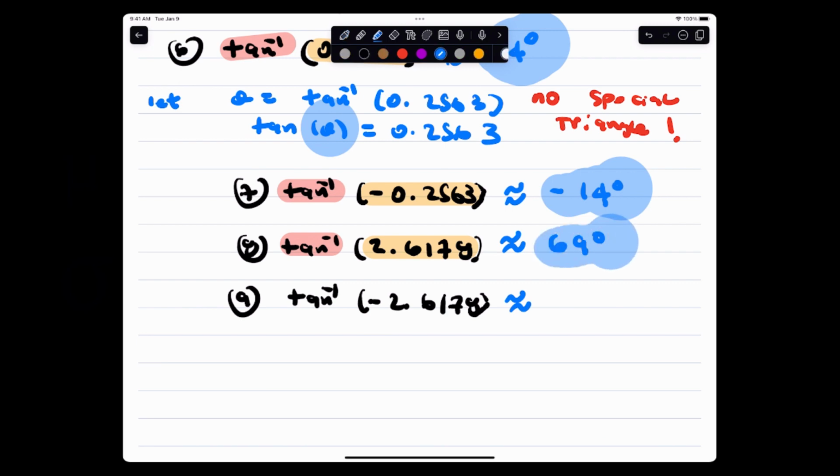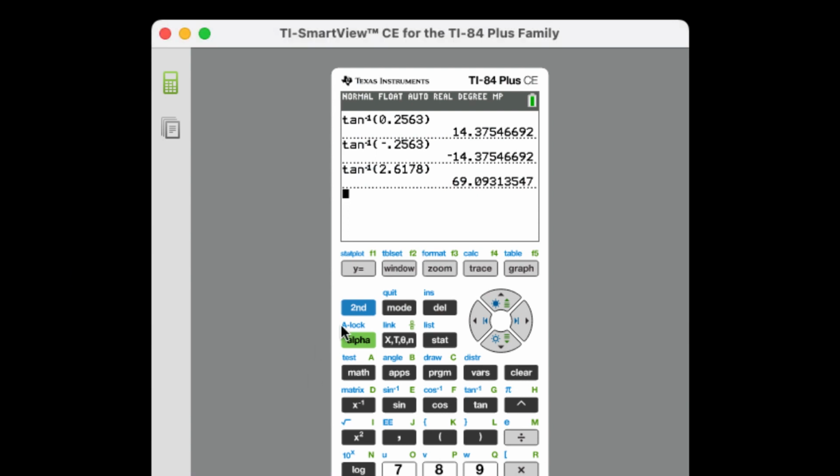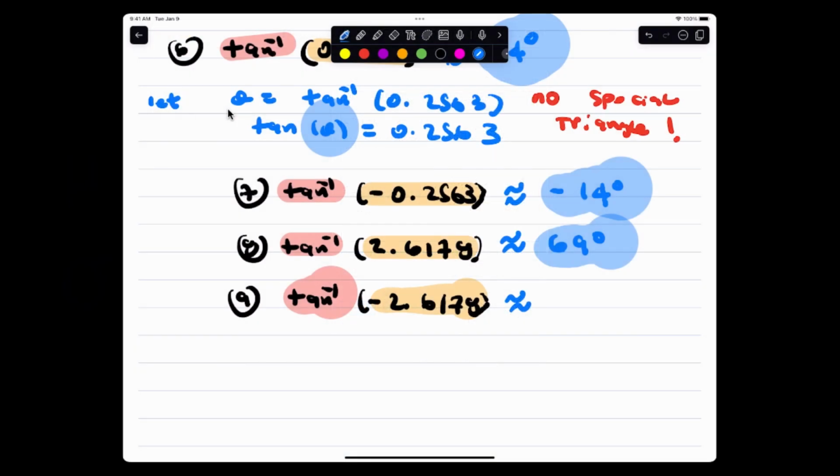All right, now they're going to give you that negative version. So you have inverse tangent, and you're going to have this value here. Let's see what it gives you. Negative 2.6178. Close that. And that's going to be now a negative what? Negative 69 degrees.